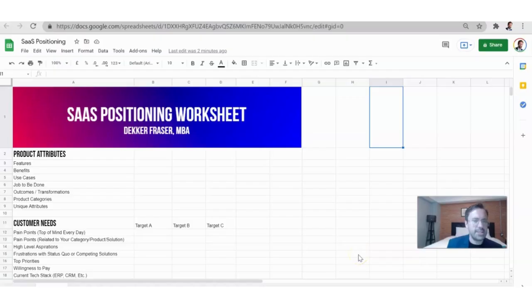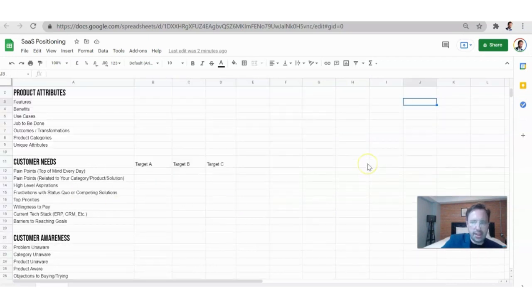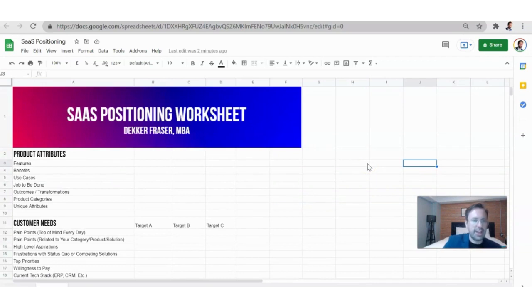This is a SaaS positioning worksheet, a spreadsheet that I put together for you. And what you're going to be able to do is start filling in notes on the right here for each of these different categories that I've listed. And just download the file, start filling it out.